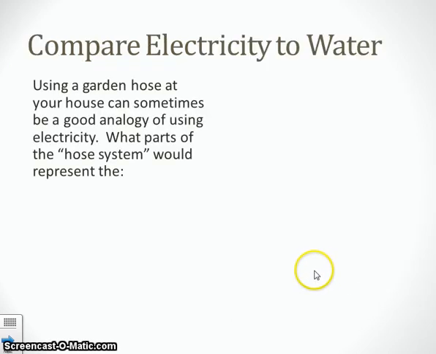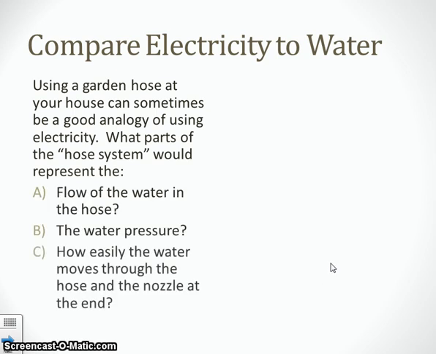A lot of times it's very helpful to compare the flow of electricity to the flow of water through pipes. Electricity flows through conductors like metals, like wires, but water flows through pipes. And we can use it sort of as an analogy if we can compare behavior of water in a hose to the behavior of electricity flowing through a conductor.